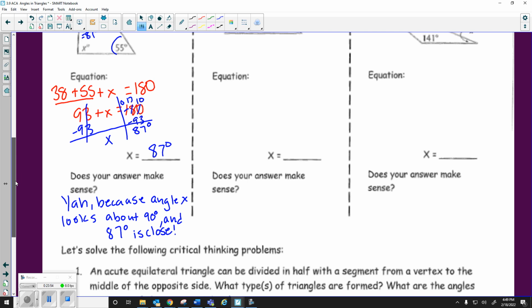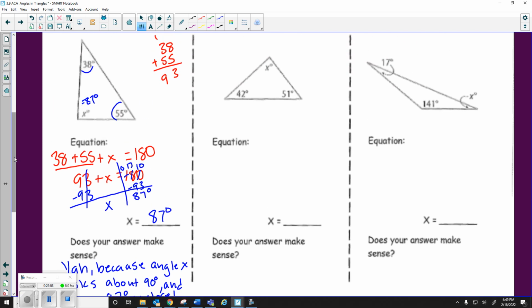Okay, so go ahead. I want you to try the next two. Pause and then play once you solve for x for both of those. Write your equation too. We're going to have that on a ticket coming up this week. Okay, pause and play. All right, for this one, your equation should be something like x plus 42 plus 51 equals 180. Okay, those three added up.